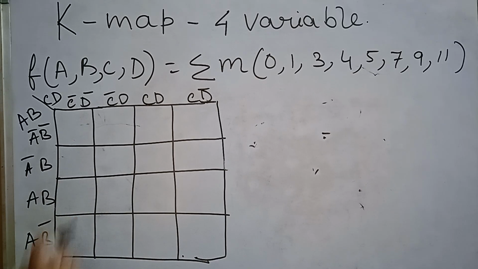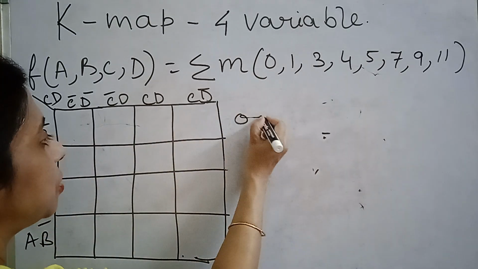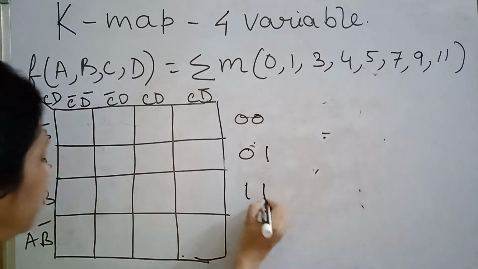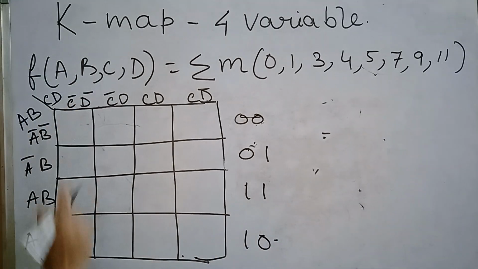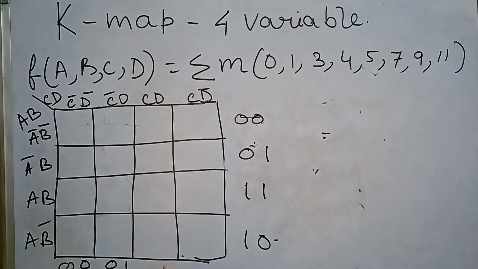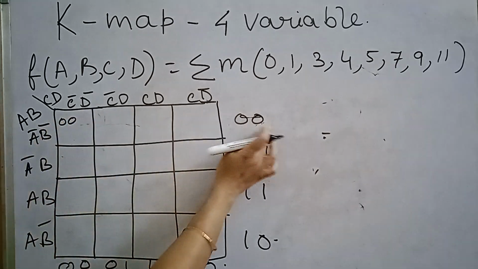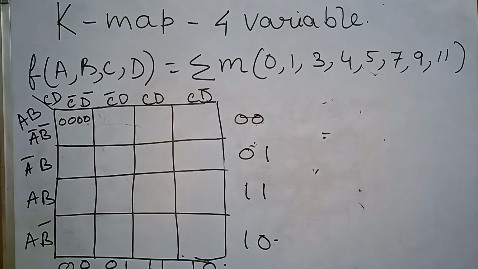Okay, now what are the boxes? If I write this in 0, 0, 0, 1 form, then this row will be 0, 0, this row will be 0, 1, this will be 1, 1 and this will be 1, 0. In terms of column, this is C bar D bar, so 0, 0, this is 0, 1, this is 1, 1 and this is 1, 0. Right? So what will be the first box? 0, 0 from row, from column 0, 0. So 0, 0, 0, 0. This will be the first box.